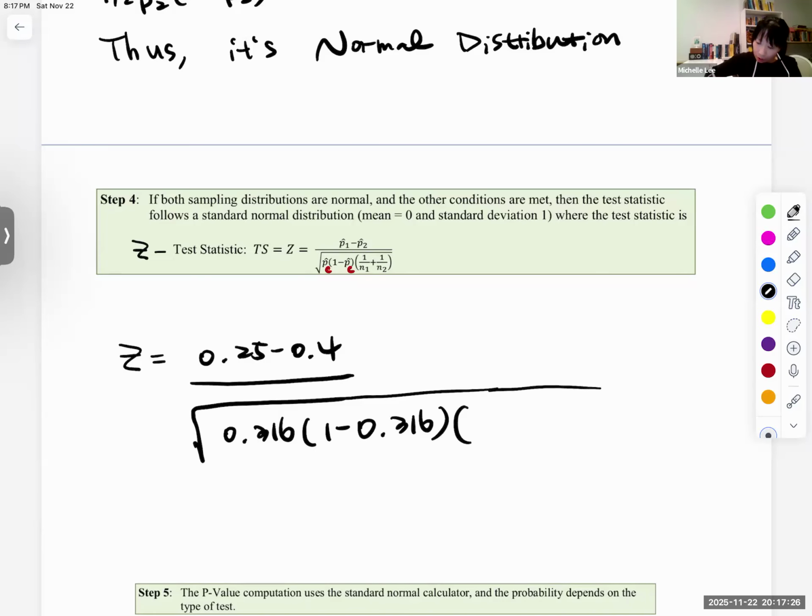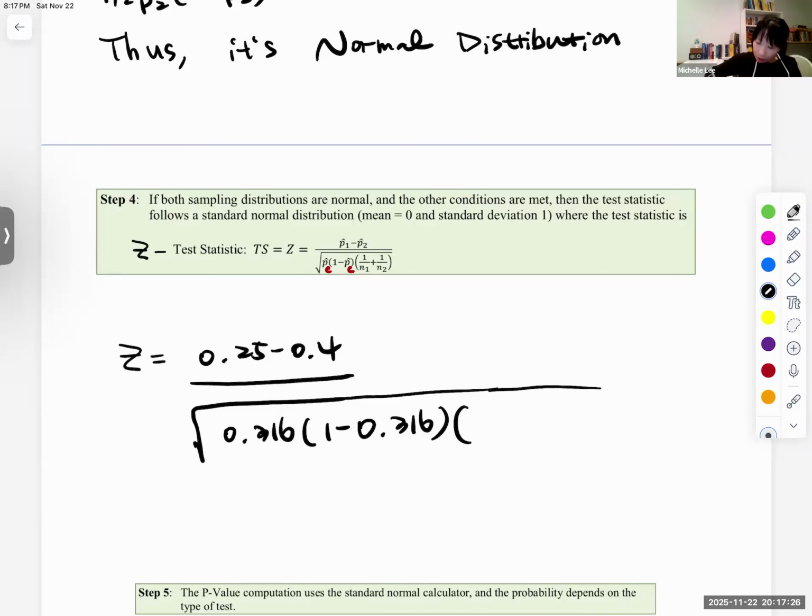Can you please calculate? A little bit complicated, so using decimals. All right, so we get negative 2.5323. So for a left tail test, the z-score is very far left, so we can guess.